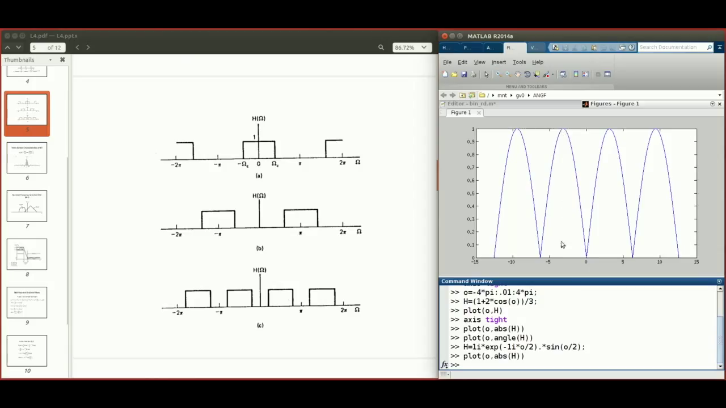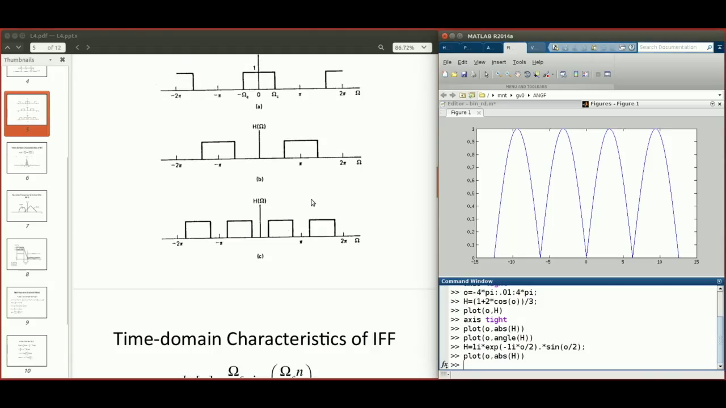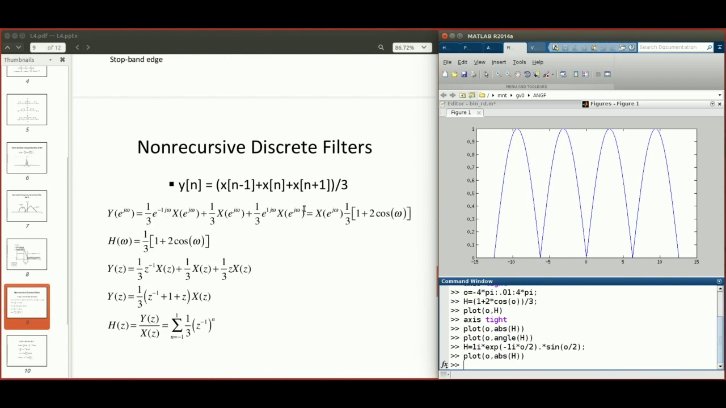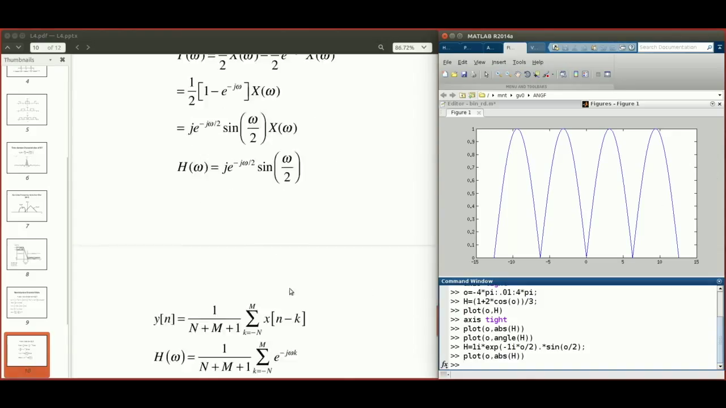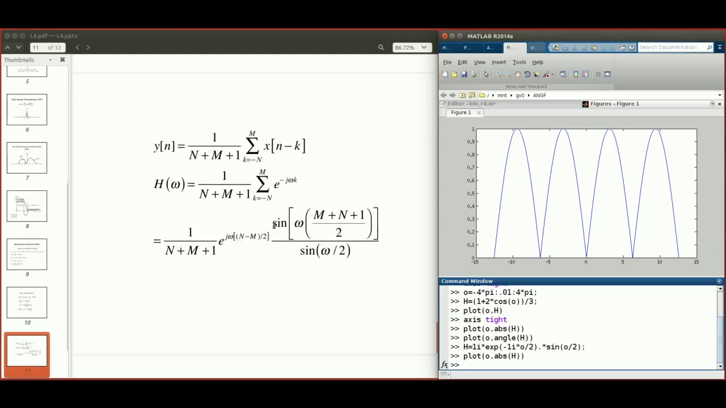Then pi is at this particular location. This is minus pi, this is positive pi. These two passbands are centered around minus pi and pi. So in principle, it is a high-pass filter. This kind of difference equation corresponds to a high-pass filter, and this particular filter has a non-zero phase and this kind of amplitude response. So now let's get back to look at low-pass filters.